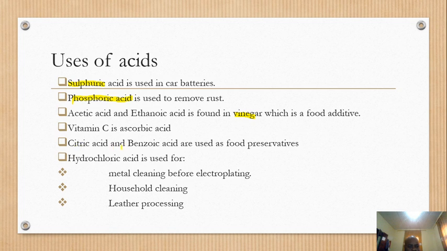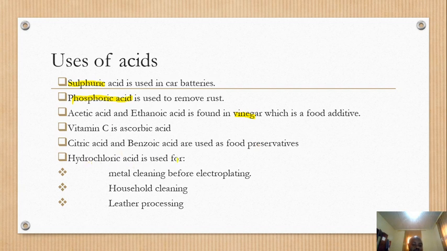Citric acid and benzoic acids are used as food preservatives to prevent your food from spoiling. For example, if you cook some food and you want to keep it for a while, you can add citric acid and benzoic acids. Usually the canned foods have citric acid and benzoic acid as preservatives. They preserve it, which means they prevent it from spoiling, right?